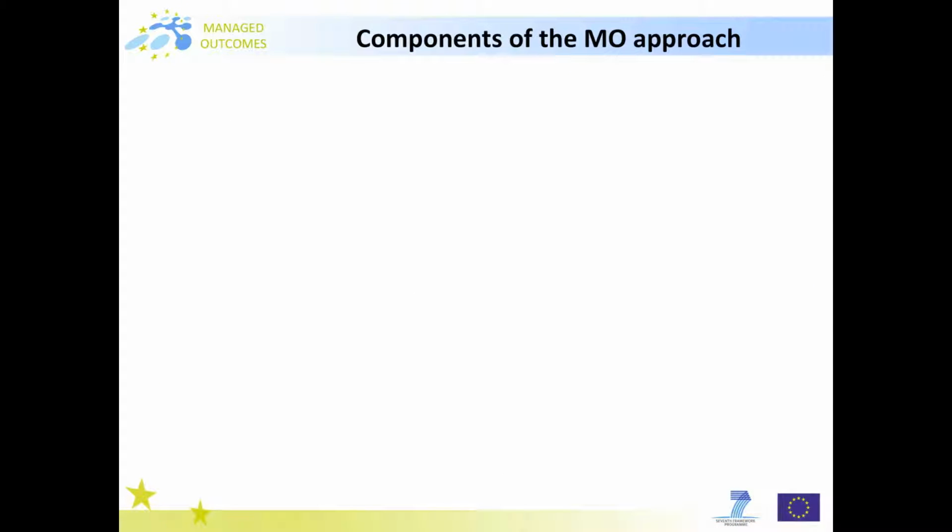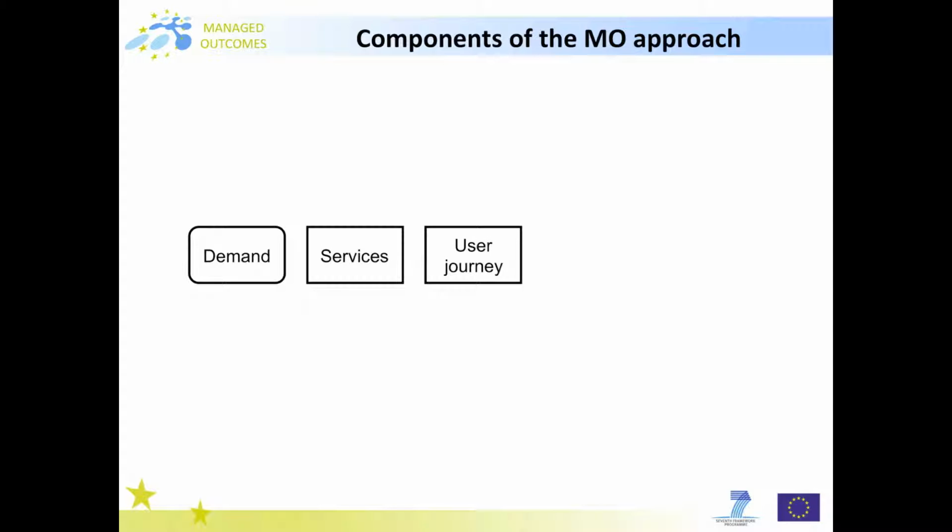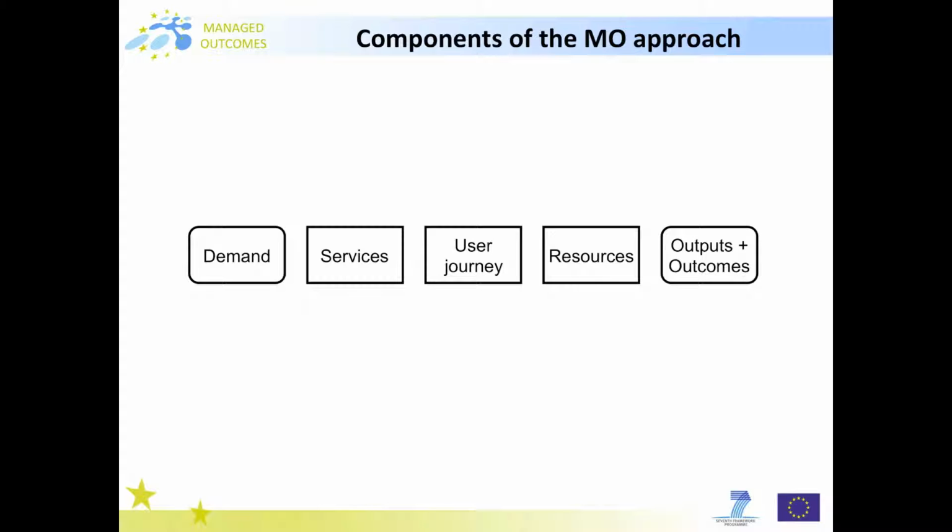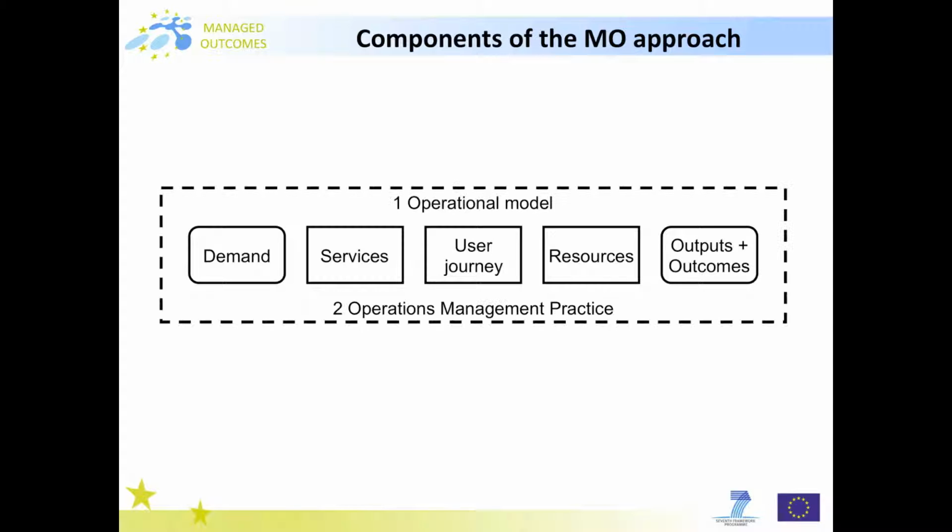This slide summarizes the approach followed in the case studies. We describe the relationship between demand, services, the journey of the user through the regional system, the resources used, the outputs and outcomes. This we call the operational model. It serves as the backbone of our study.